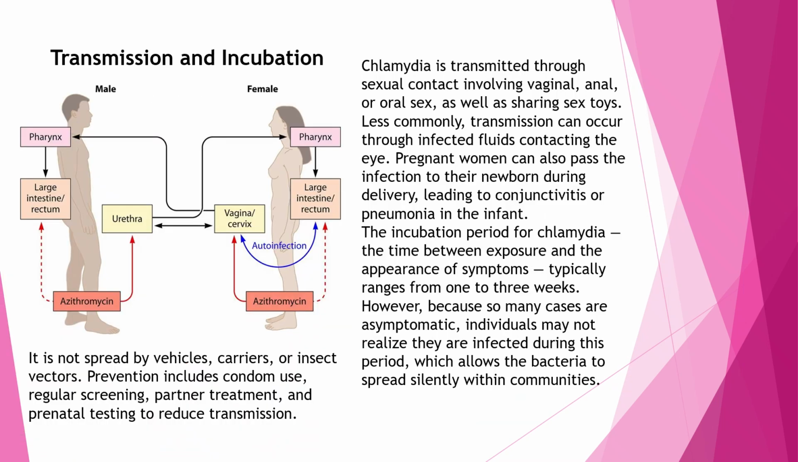So in the left side of the screen, I have a little photo showing how chlamydia can be transferred from either male to female or female to male, and then the different areas that it can affect on the body and how that all works. So you can just follow the little diagram. But chlamydia is not spread by vehicles, carriers, or insect vectors. Prevention does include condom use, regular screening, partner treatment, and prenatal testing to reduce transmission.